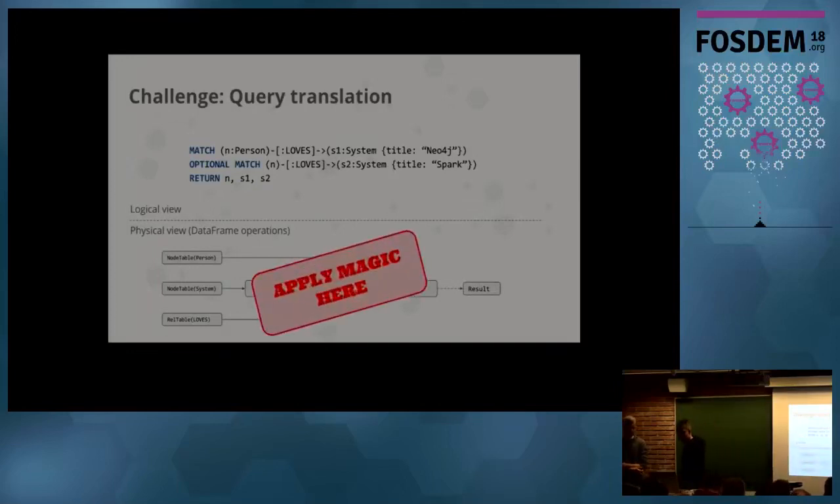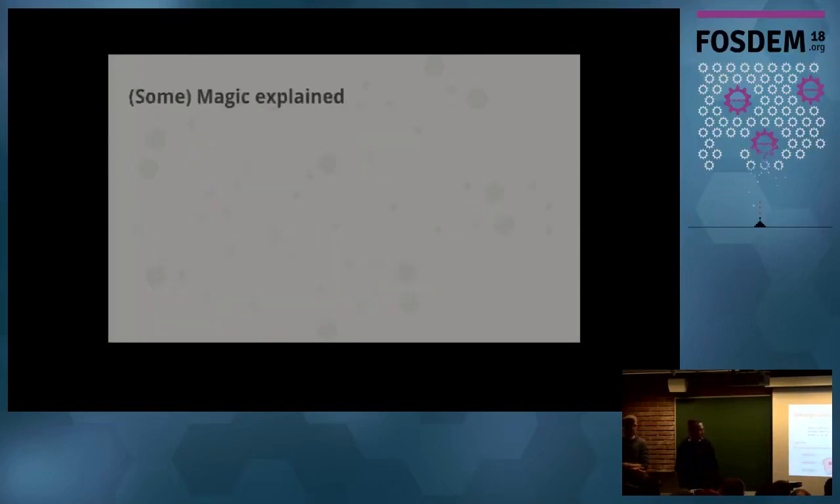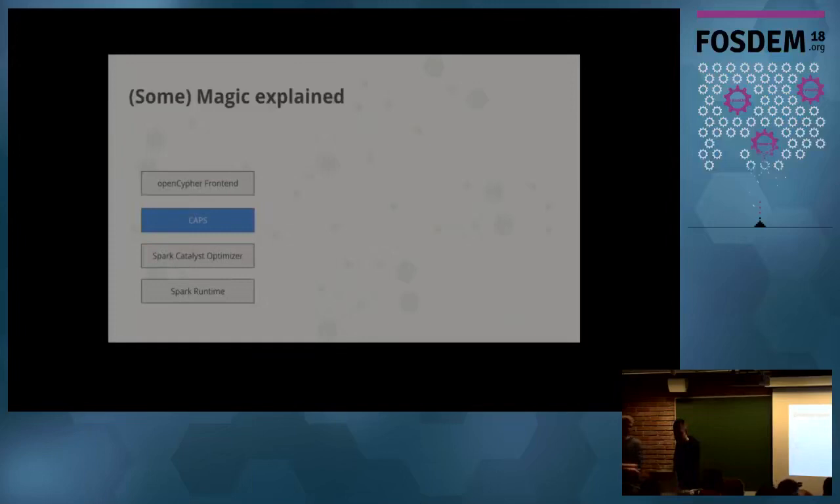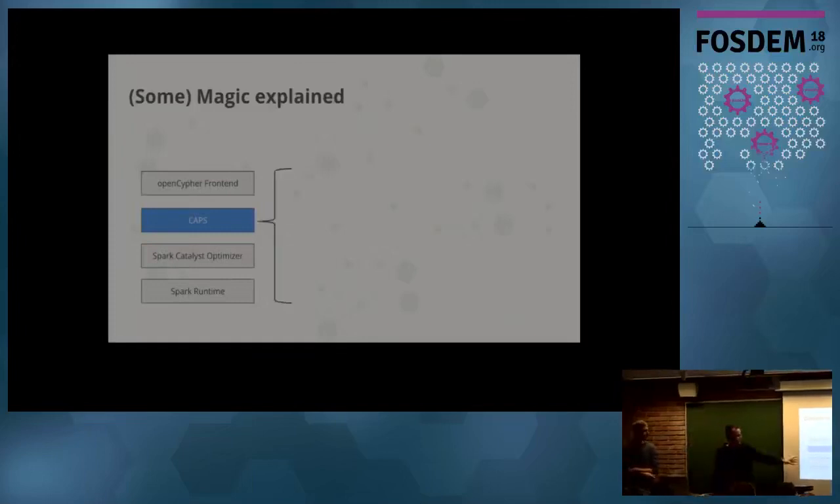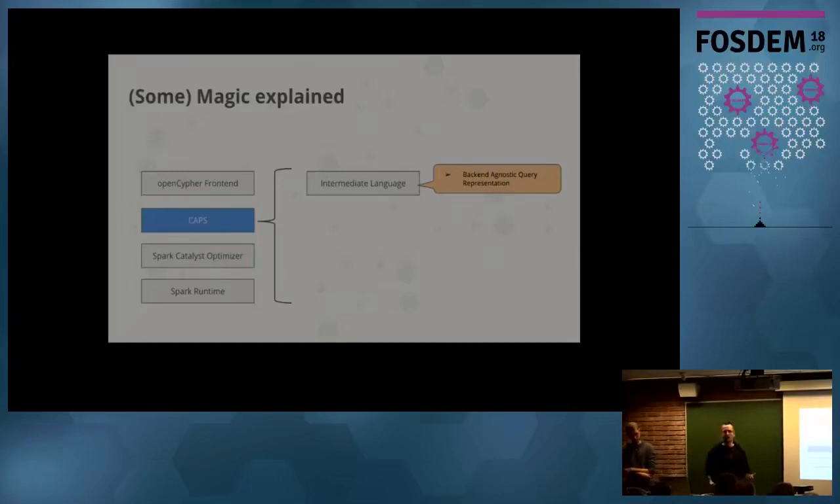So this is basically where the magic happens within the system, and today I want to explain some of this magic at least. So on the left side you see the same architecture as before. It's a high-level view of the system. Here is CAPS, and within CAPS we have 4 phases of query planning. So the first phase is the so-called intermediate language phase.